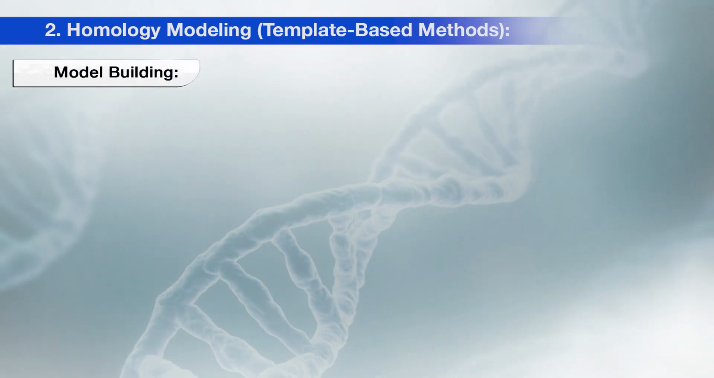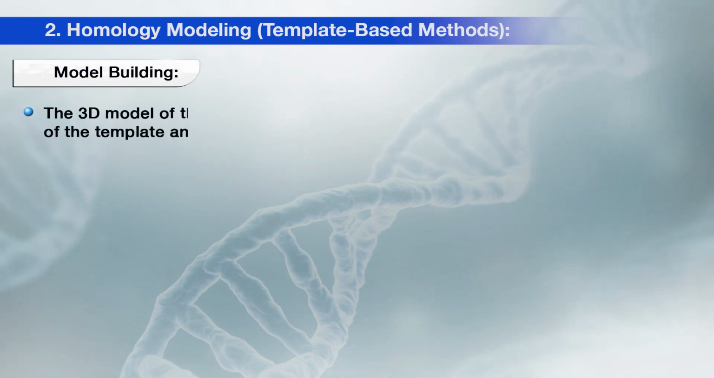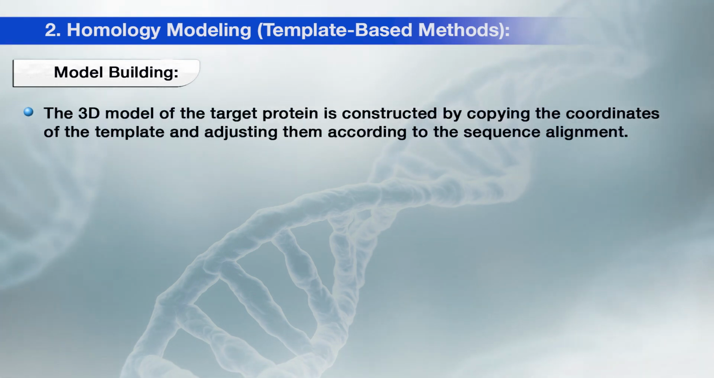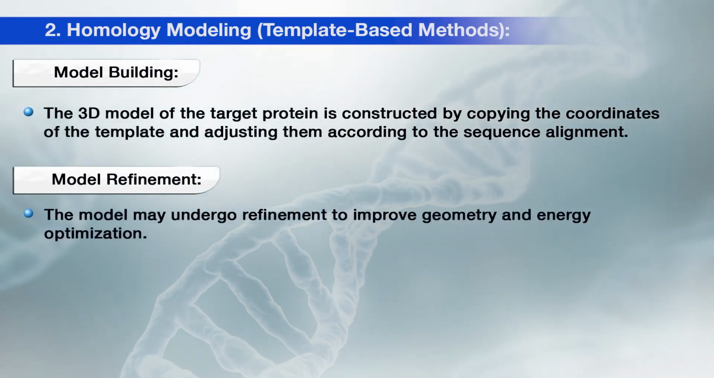In homology modeling, the next concept is model building. The 3D model of the target protein is constructed by copying the coordinates of the template and adjusting them according to the sequence alignment. After model building, model refinement is the next step. The model may undergo refinement to improve geometry and energy optimization.